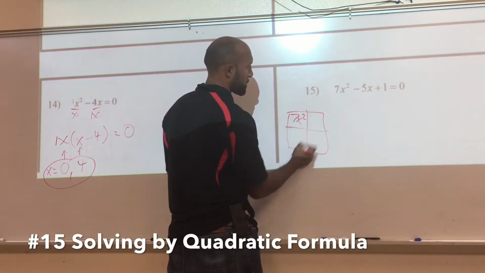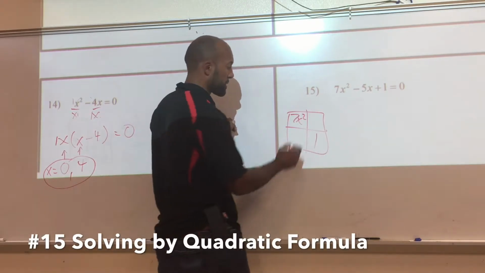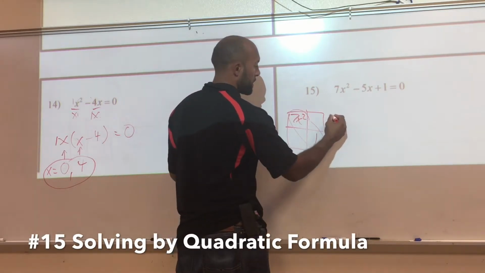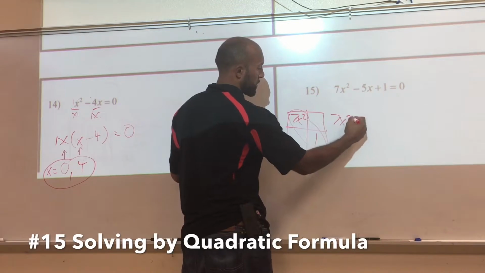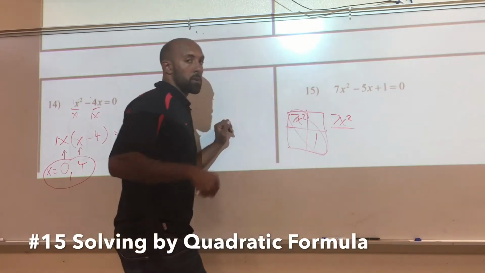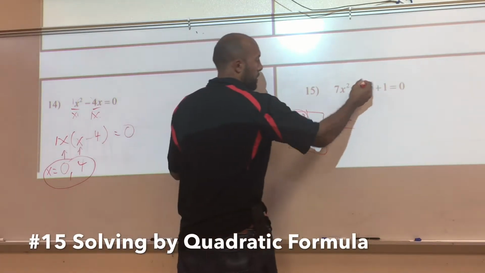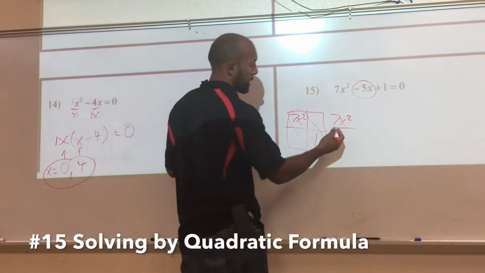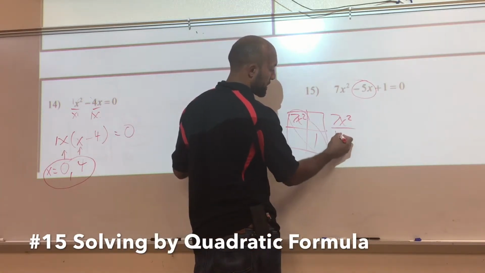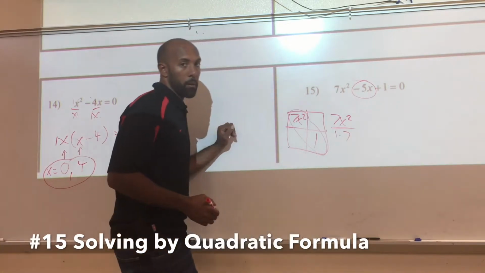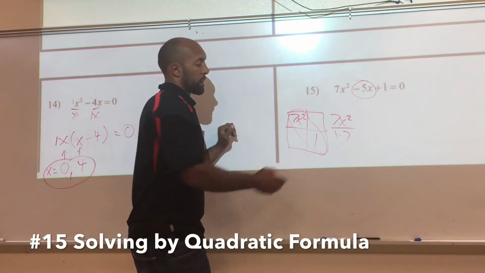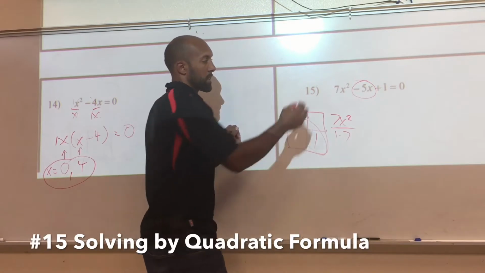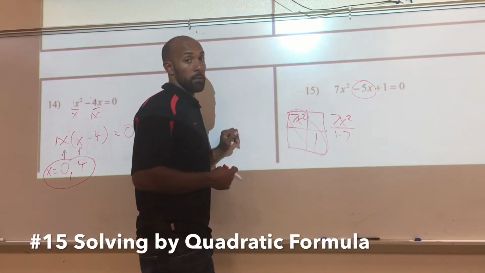So first number, first box, last number, last box. These two multiply. 7x squared times 1 is just 7x squared. Two numbers multiply to 7, but also add up or subtract to negative 5. Okay, so the only numbers that multiply to 7 are 1 and 7 because it's a prime number. There's no way that I can add or subtract those two numbers to get negative 5. So this isn't going to work.